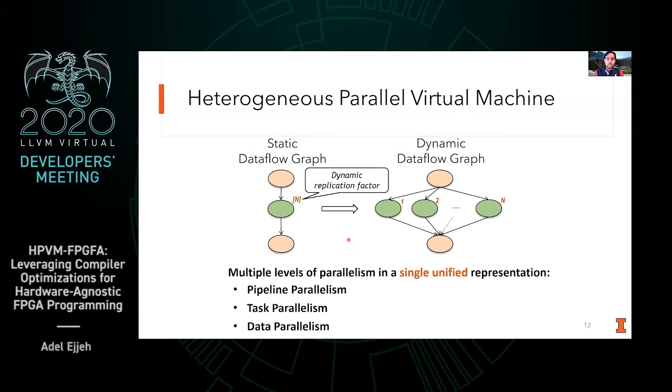In addition, HPVM facilitates optimizations since they can be implemented as graph transforms, which was shown in the original HPVM PPoPP paper. All these features make HPVM a good IR for targeting FPGAs.